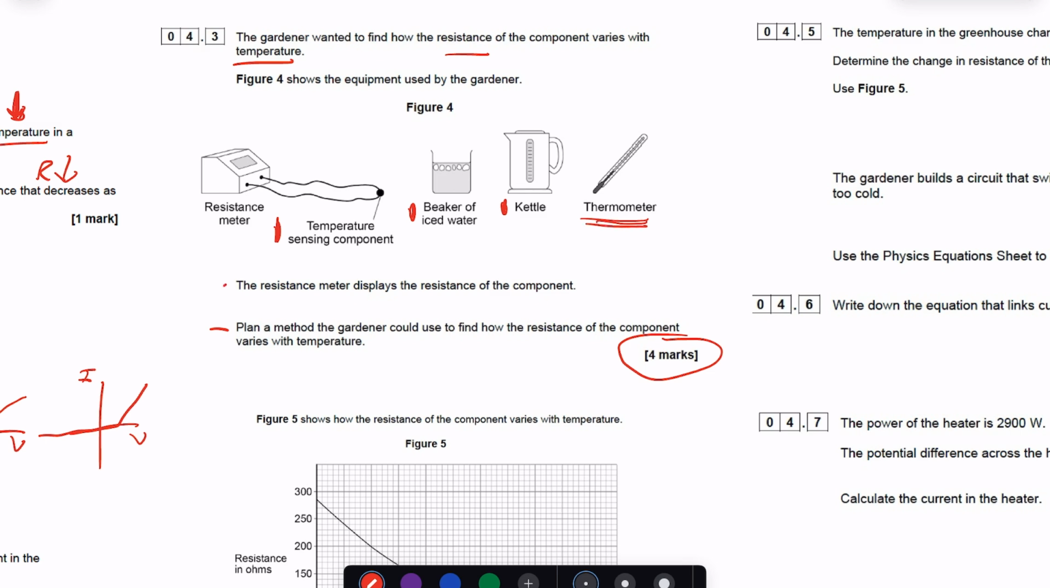It says the resistance meter displays the resistance of the component. Okay, so we can get R directly from that. We can get our temperature directly from that. And when I'm doing these plans and talking about measuring things, I'm going to say what I'm measuring with.